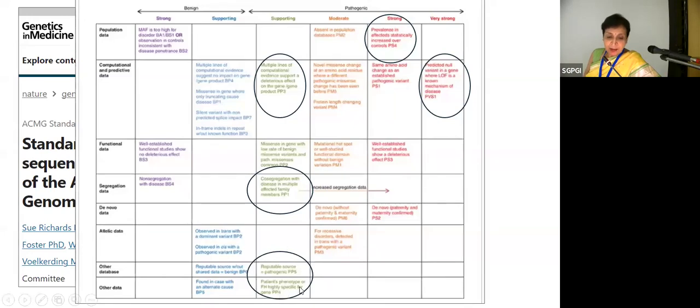In the same way, patient phenotype matches. So in osteogenesis imperfecta, if there are 20 genes, I will get some variation somewhere. So you cannot say that it is an osteogenesis imperfecta gene, so I know this is osteogenesis imperfecta.